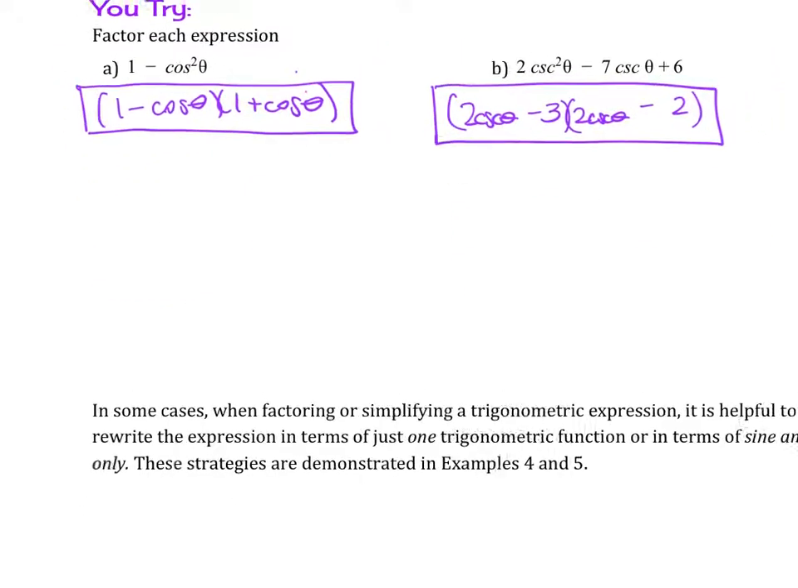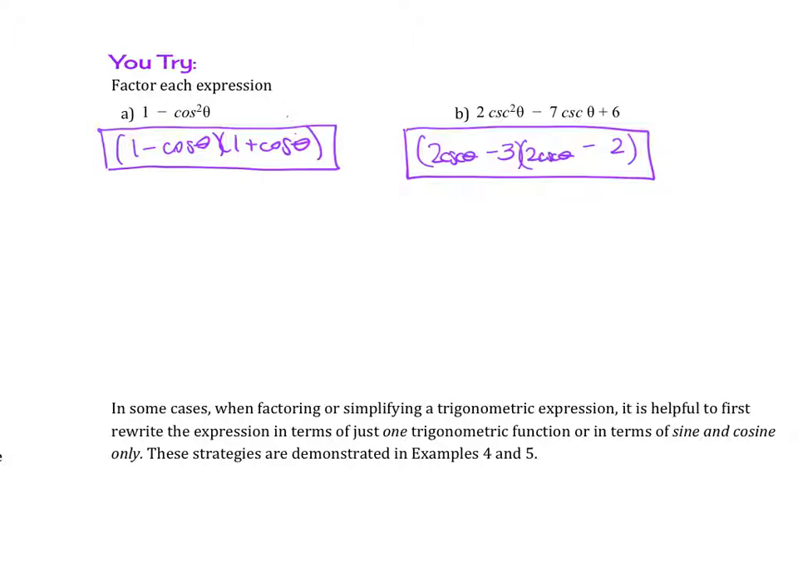In some cases, when factoring or simplifying a trig expression, it is helpful to first rewrite the expression in terms of just one trig function, or in terms of sine and cosine only. The one we're going to focus on right now is making sure that we only have one trig function, and then in the example tomorrow we will look at rewriting it in terms of sine and cosine.